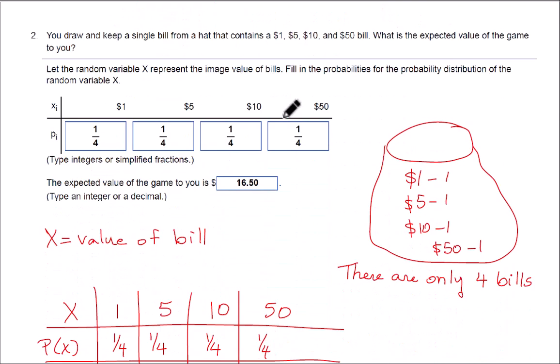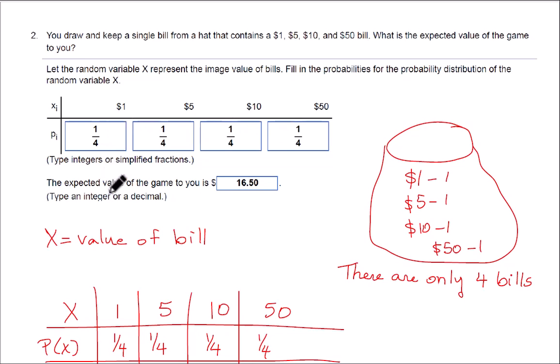In question 2, we draw and keep a single bill, a piece of money, from a hat. This hat contains one $1 bill, one $5 bill, one $10 bill, and one $50 bill. That's it. There's just one each. So my sample space only has 4 bills in it. X is the value of the money that I can pick out. So a 1, a 5, a 10, and a 50. There's only 4 things in my sample space, and there's only one of each bill, and so the probability is 1/4 for all of them.